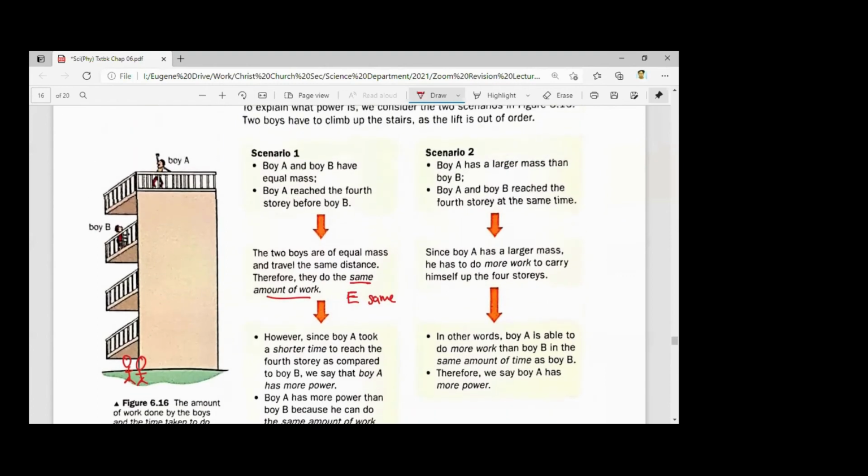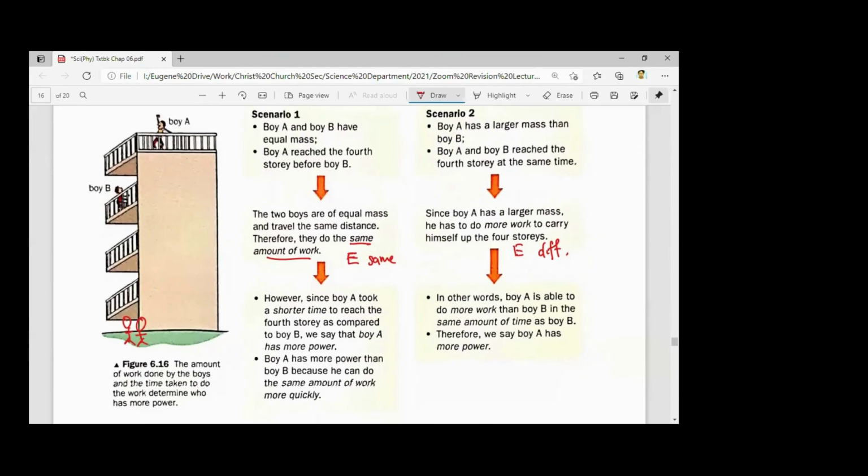Scenario 2. Boy A has a larger mass than boy B, but they both reach the fourth story at the same time. So now, since boy A has a larger mass, he needs to do more work. The energy is different because boy A has a larger mass. Although the distance traveled is the same, 4 stories, when you have a heavier mass, you will need to do more work for the same distance.